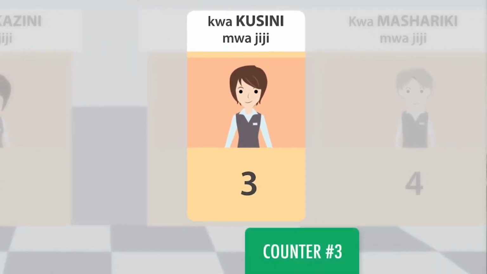The third counter is the counter for bus tickets that go to the south side of the city. Kwa kusini mwa jiji.